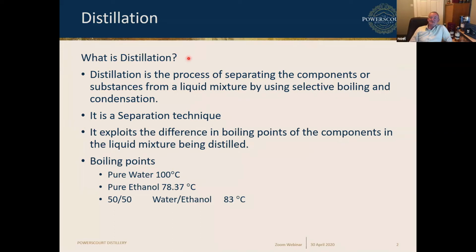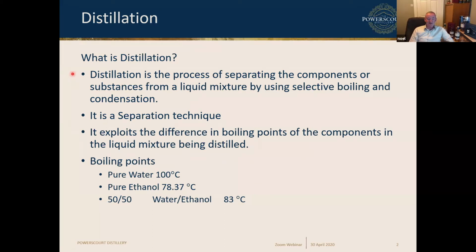So what is distillation? Well, distillation is the process of separating the compounds of substances from a liquid mixture by using selective boiling and condensation. So effectively, we're looking at our beer or wash, and in the beer or wash, we have a whole raft of different compounds. I'm going to start off by talking really about the water and alcohol initially, because the first distillation is basically concentrating up the alcohol and separating it from the yeast and the other byproducts of fermentation that we're not interested in.